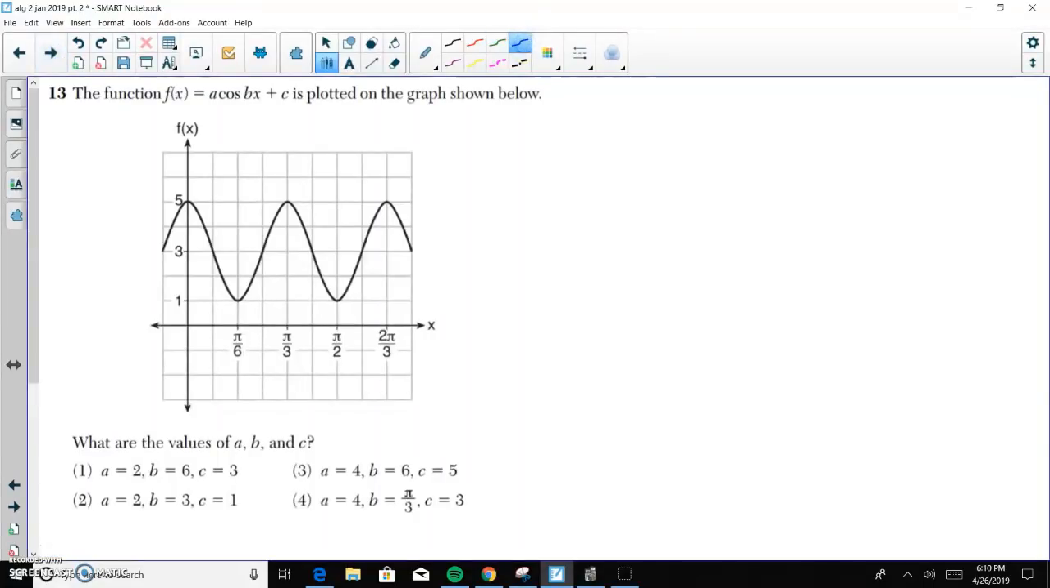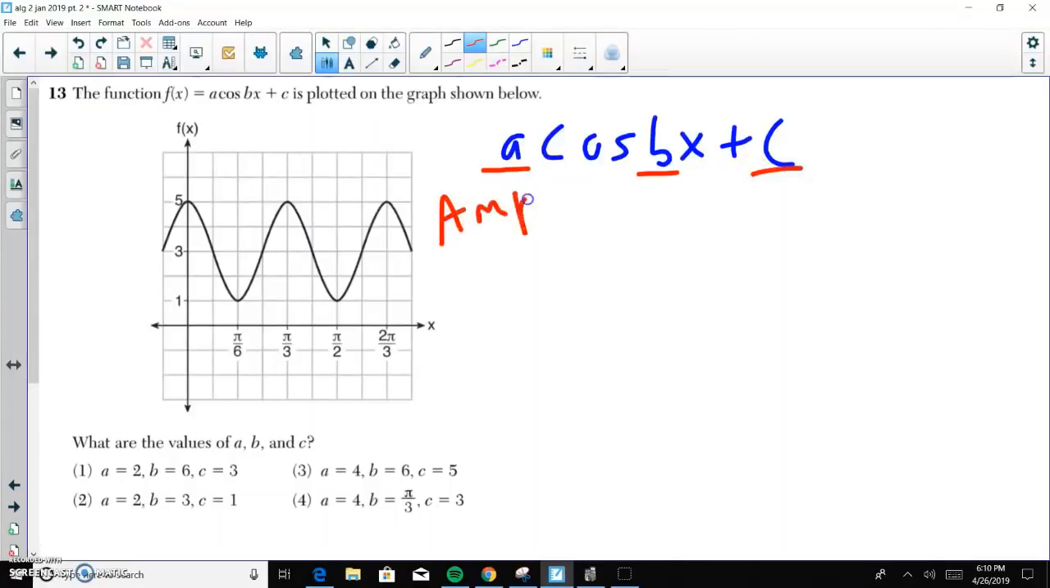Okay, the function f of x equals a cos b of x plus c is plotted on the graph shown below. What are the values of a, b, and c? So the first thing we have to do is know what a, b, and c stand for. So a stands for the amplitude, b stands for frequency, and c stands for midline. I like finding the midline first.